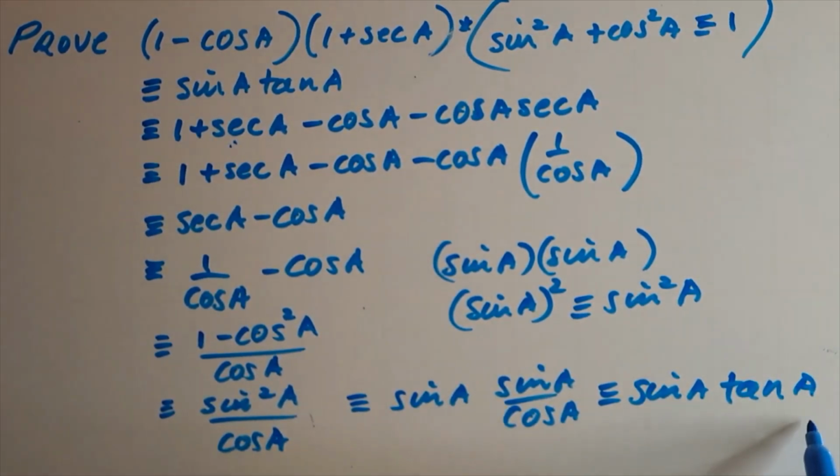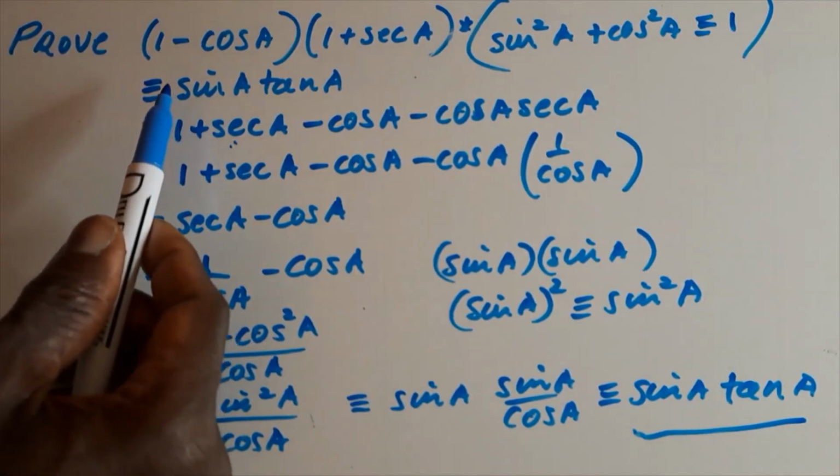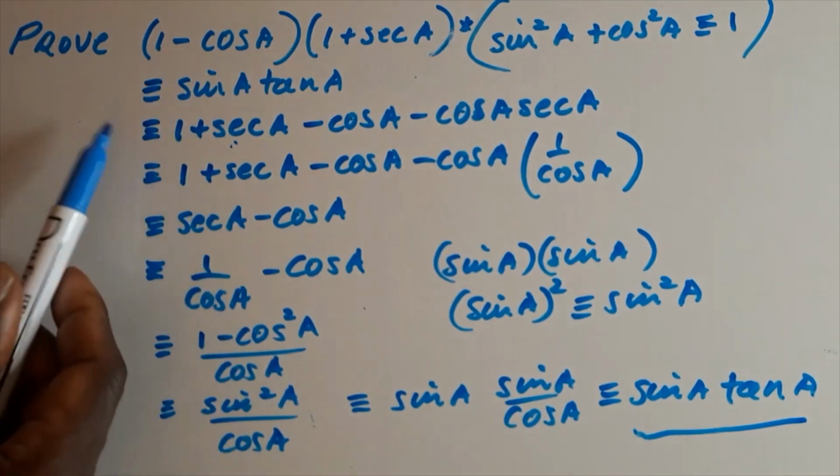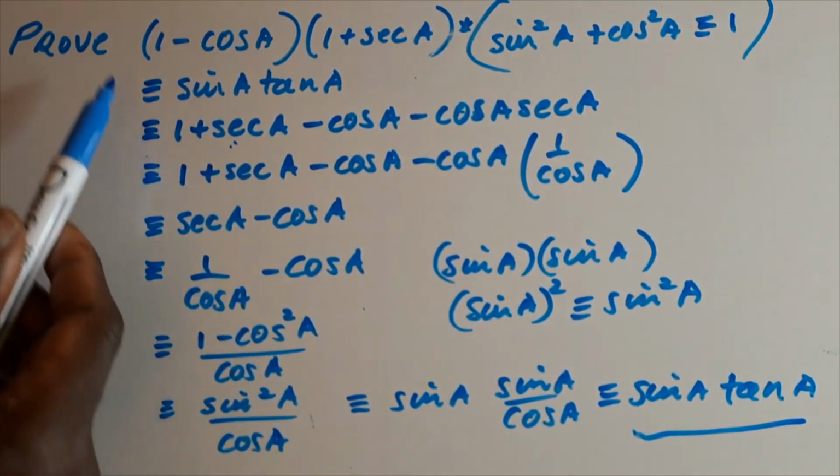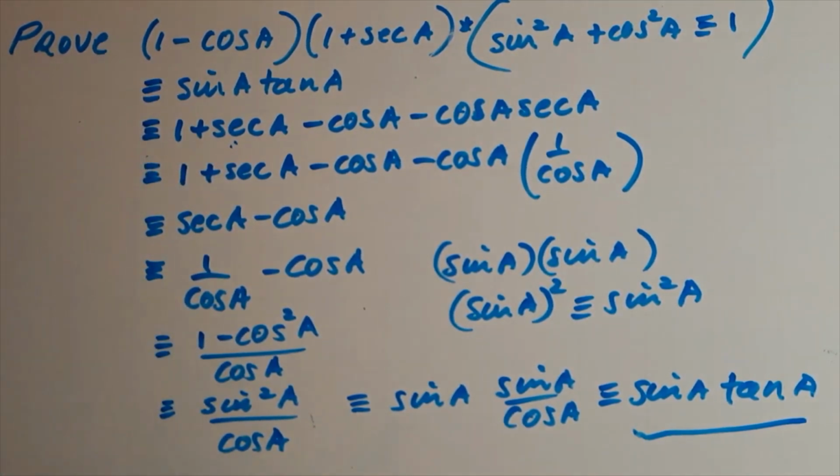So now we've arrived at the right-hand side. We started with the left-hand side, clearing the brackets, and we have arrived at the right-hand side. So this is a valid proof of this identity.